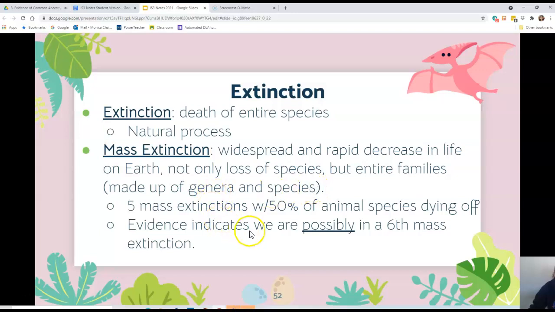Extinction. Extinction is the death of an entire species. We've heard a lot about extinctions. It is a natural process. However, what we've been hearing, and hopefully you've heard about it, is the significantly increased number of extinctions that are occurring nowadays. We have several mass extinction events that have occurred throughout history, as far as we know.